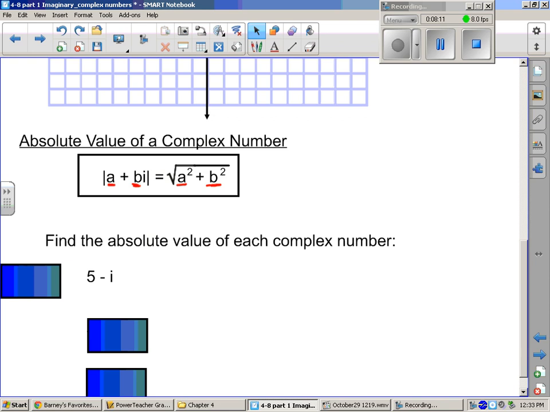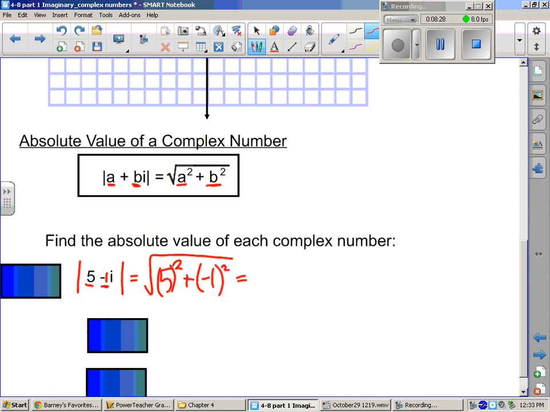So let's find the absolute value of 5 minus i. So remember that the a part was 5, and the b part is actually -1 because that's out in front. So we will do the square root of 5 squared plus (-1) squared.